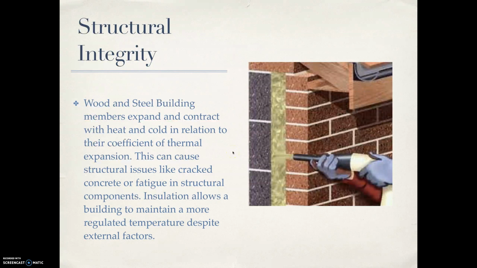So structural integrity. So wood and steel building members expand and contract with heat and cold in relation to the coefficient of thermal expansion. This can cause structural issues like cracked concrete or fatigue in structural components. So insulation ultimately allows a building to maintain a more regulated temperature, so you don't see these wide variations of heat and cold.